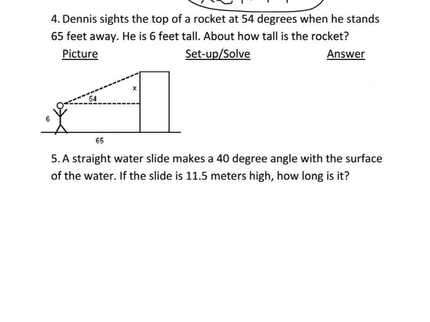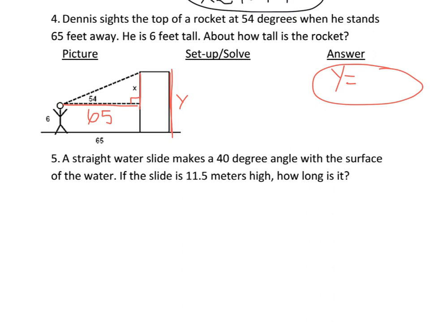How tall is the rocket? Alright, so he's 6 feet tall. We're actually trying to find this right here, y, so whatever you get for y will be your answer, so keep that in mind. This is our right angle, and if this down here is 65, then this right here is 65. And we need to figure out this part, what x is first, before we can find y.